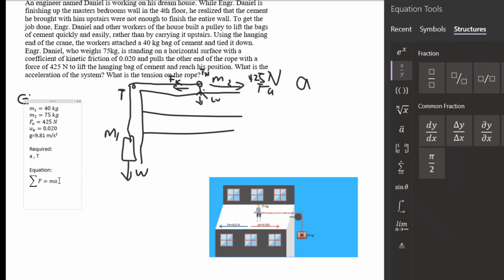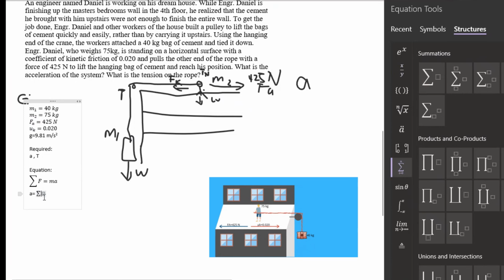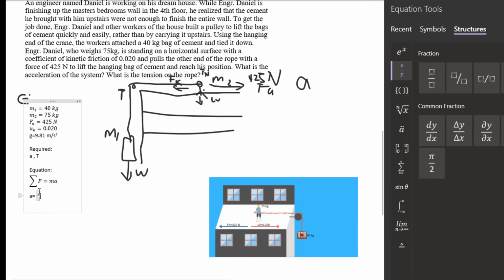If we're going to derive it, we will set acceleration as the required to find, then transpose mass to the other side. So it will become the summation of F over... I'm sorry for the delay. So it will be summation of F.